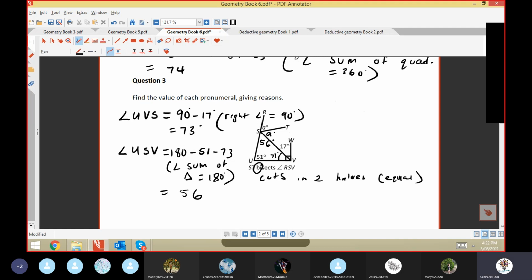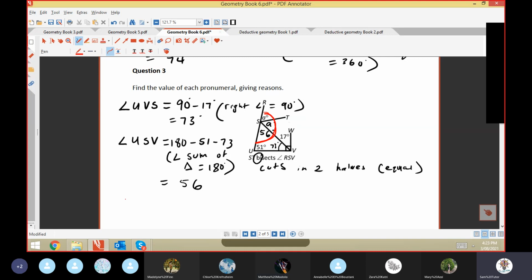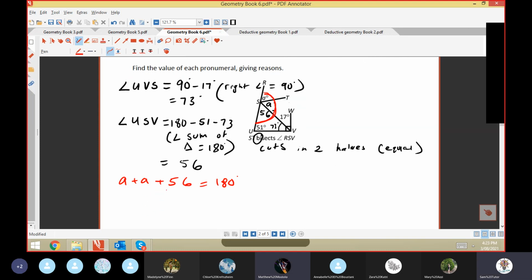You still haven't found A, right? But can you see something that you're very close to? I'll highlight it. Look at this. Keep your eyes on this. What should that add up to? 180, because it's a straight line. So then can't you say A plus 56 must equal 180 degrees? And then what's A plus A? A plus A is A? Ooh, no, it's not A squared.